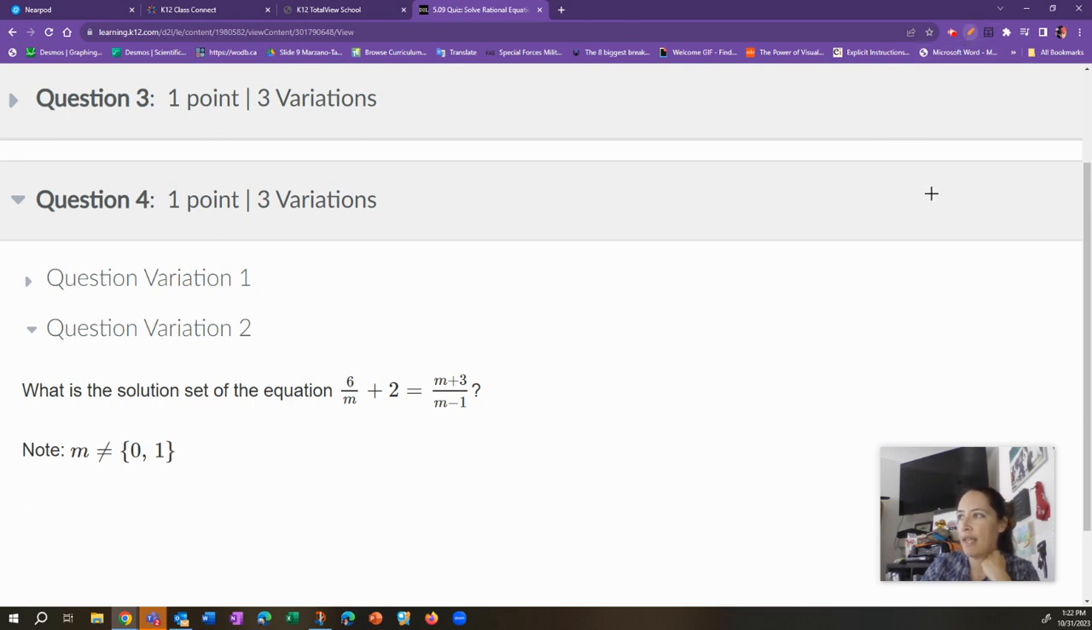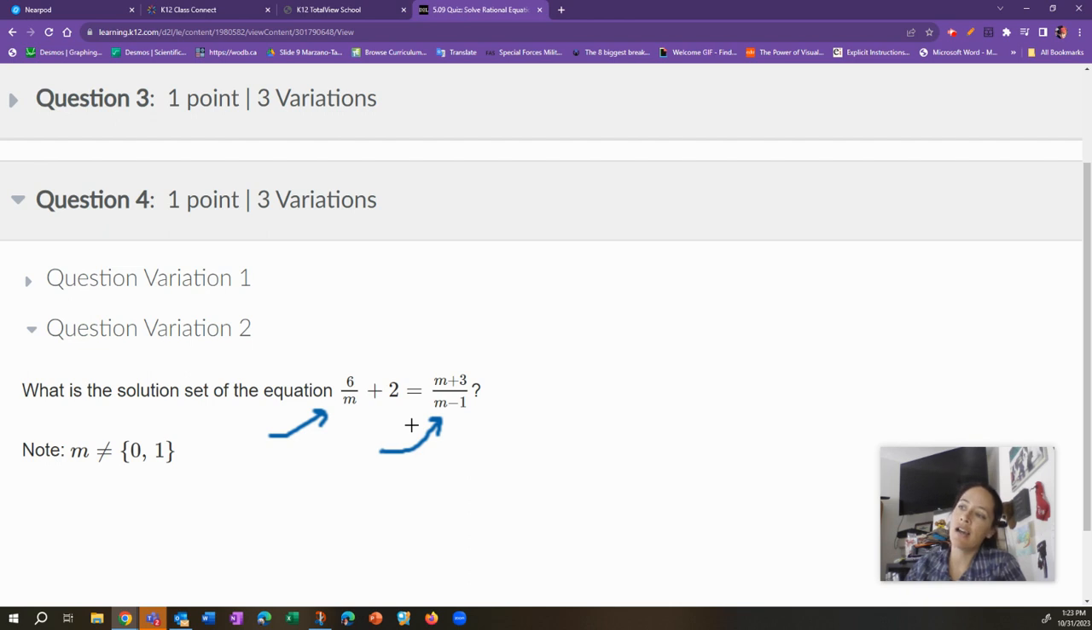Okay. M is our variable. They already tell you the extraneous values, or the values that cause division by 0 in your original problem. If m equals 0 in our original problem, we have division by 0 right here. If m equaled positive 1, we'd have division by 0 over here. So they already tell you that. That's nice. That's good. How do we solve this algebraically?